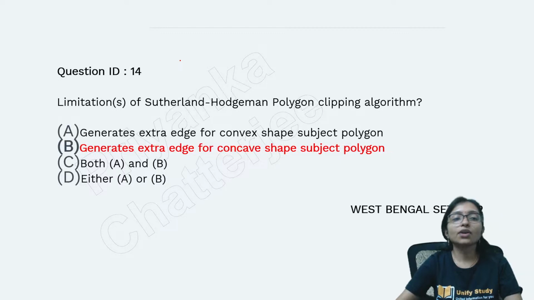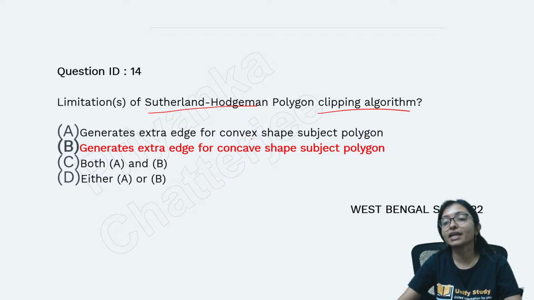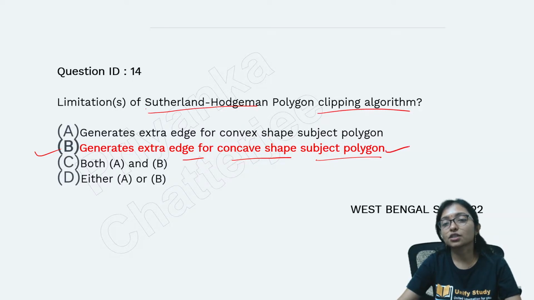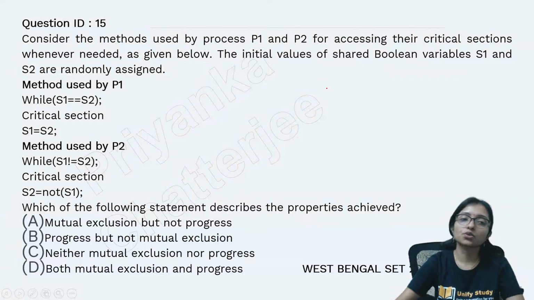Yes. Here your answer: the main limitation of Sutherland-Hodgman polygon clipping algorithm is that it generates extra edges for concave shapes for the subject polygon. So that's why your answer is this one. This is a computer graphics question.